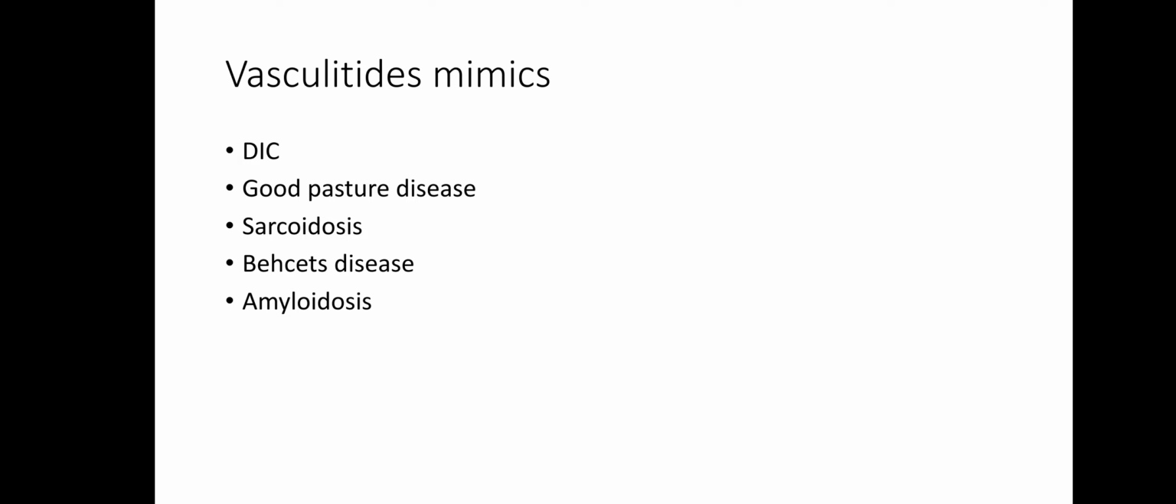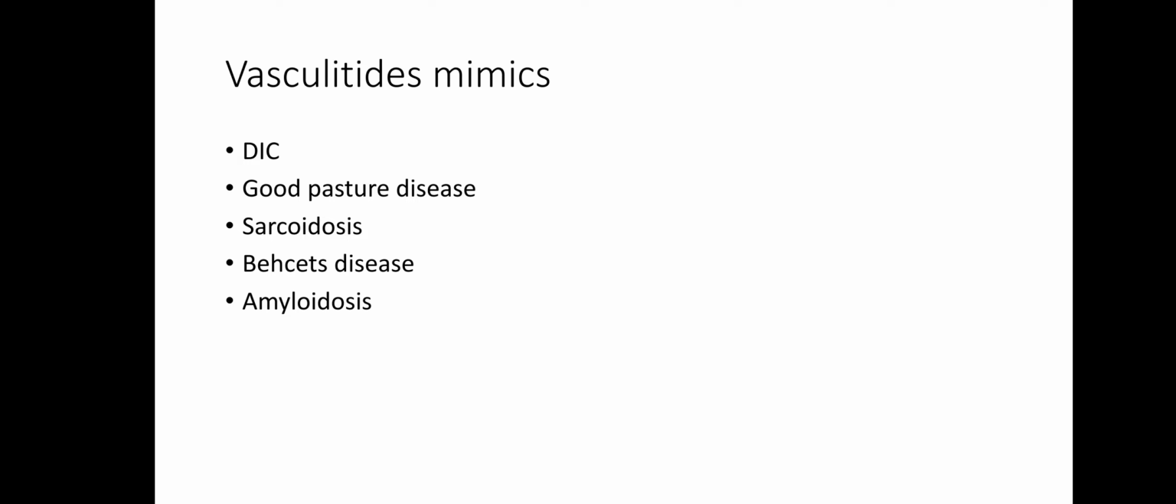So mimics means conditions that are not actually vasculitis, but they resemble vasculitis. DIC, disseminated intravascular coagulation, resembles vasculitis. Goodpasture disease, as I mentioned earlier, which is also called anti-glomerular basement membrane disease. It affects the basement membrane of the glomerulus, also affects the alveolar membrane, so can cause hematuria as well as pulmonary hemorrhage. Sarcoidosis, a systemic inflammatory disease, which classically presents with non-caseating granulomas.